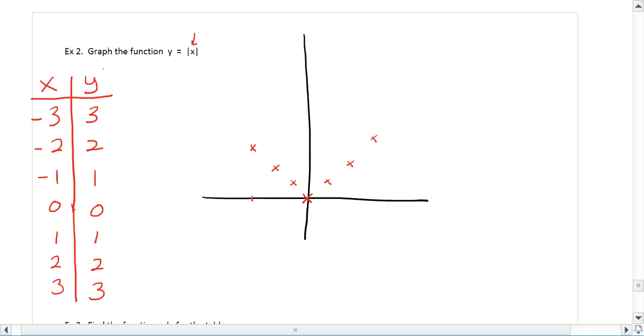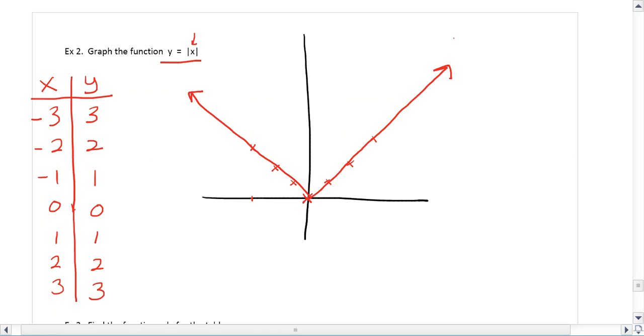Now, do I connect the dots? And the answer is yes. This has no limits on the domain, so the values exist all in between these dots. So I do connect it, and that line comes up that way, and this line comes up this way. Wow, look at that. I drew straight lines. Amazing. And this becomes a V. It looks like a V. Kind of an interesting graph.